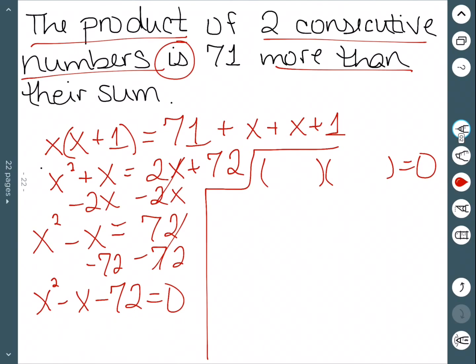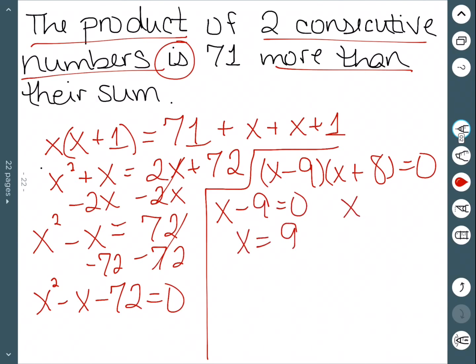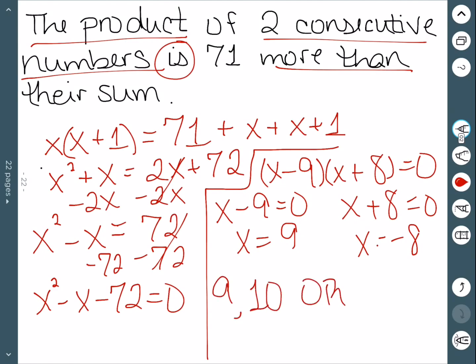And we can do that with 9 and 8. In particular, negative 9 and positive 8. Sorry, they add to be negative 1. So x minus 9 equal to 0 gives me x equal to 9. And x plus 8 equal to 0 gives me x equal to negative 8. Therefore, my consecutive integers would be 9 and 10, or negative 8 and negative 7.